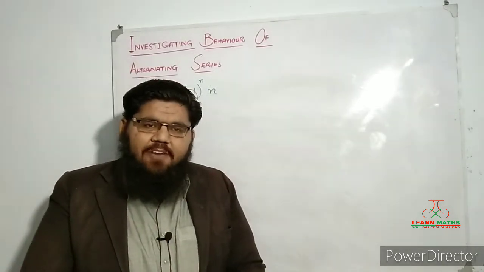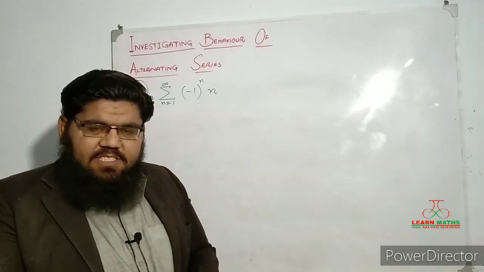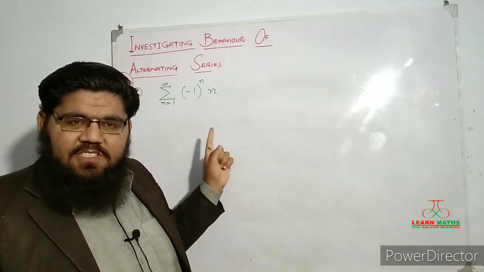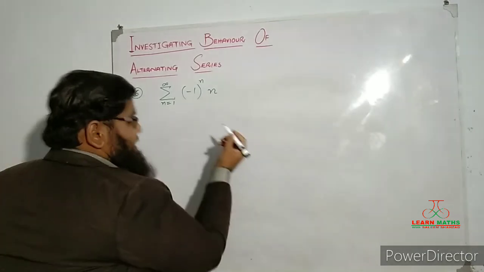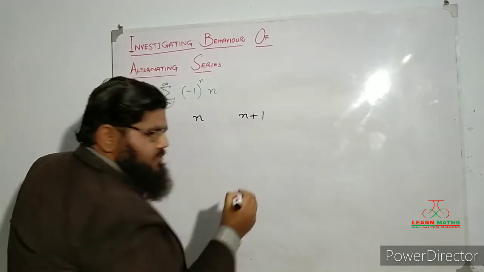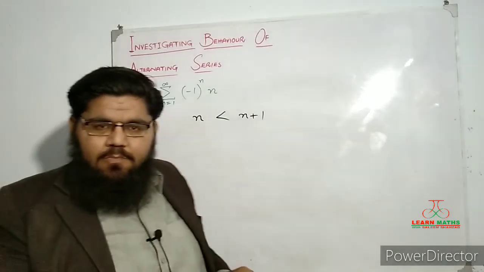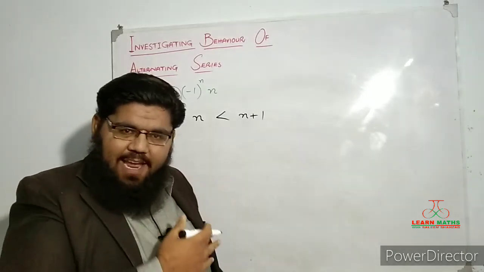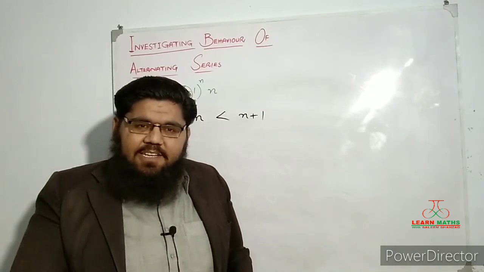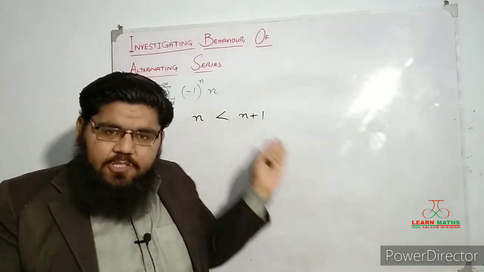Finally, students, we have a very simple example right before us. It's an alternating series. Let's see how it will behave. If I write any two consecutive terms of this series, if I consider the first one to be n, the next term will be n plus 1. And we know very well that n plus 1 is larger than n, which means that the size is actually increasing rather than decreasing. So we have enough reasons to call this series a divergent one.